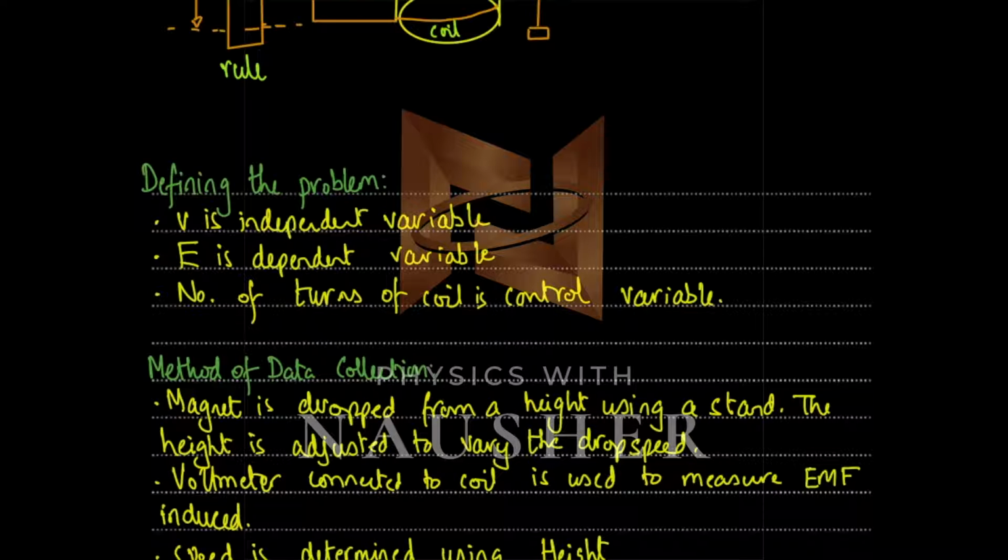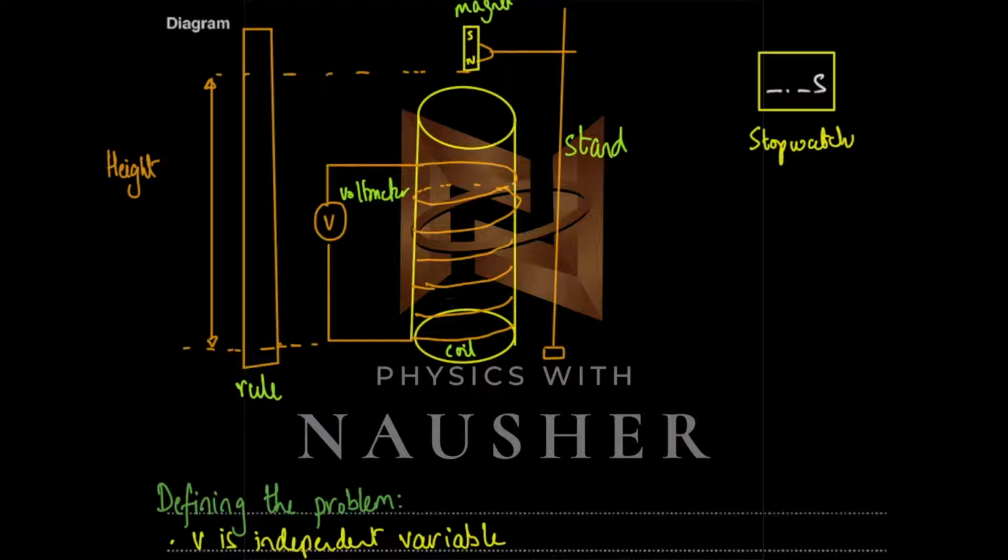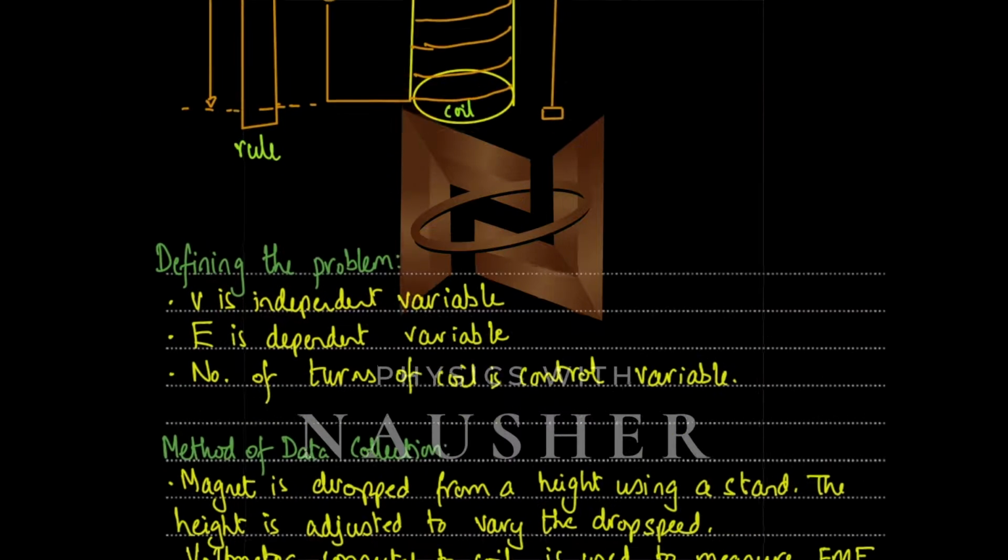And the number of turns in this experiment are kept constant. Why? Because if you change the number of turns in the middle of the experiment and you don't change the height, the voltmeter reading will change. And we don't want that. We want a relationship between the voltmeter reading and the height. We do not want anything else to be changing the voltmeter reading. So therefore, keep the number of turns constant.